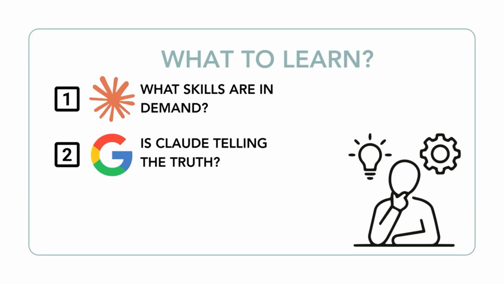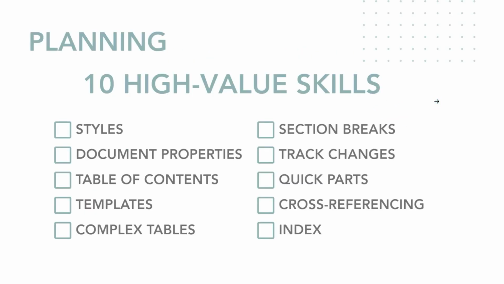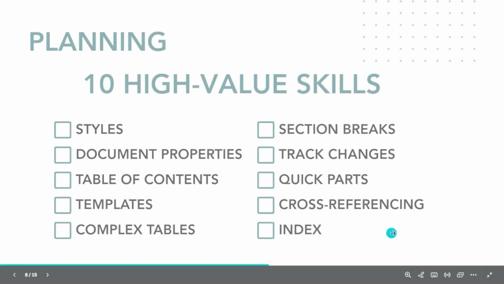And then I sat back and I looked at this list and I thought, does this even make sense to my human brain? Like, do these look like skills that are actually useful and that I haven't seen every single person use in Microsoft Word? And honestly, the original list passed all of these checks, so I went forward with it. So these are the 10 skills that I ended up having in my little focus, which is styling, document properties, tables of contents, templates, complex tables, section breaks, change tracking, quick parts, cross-referencing, and indexing.